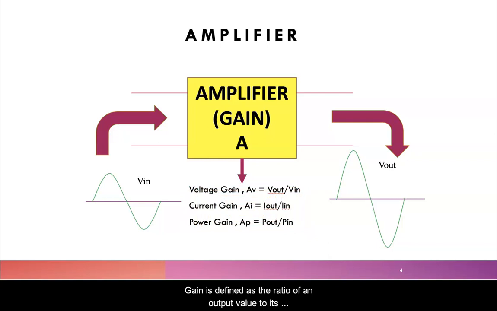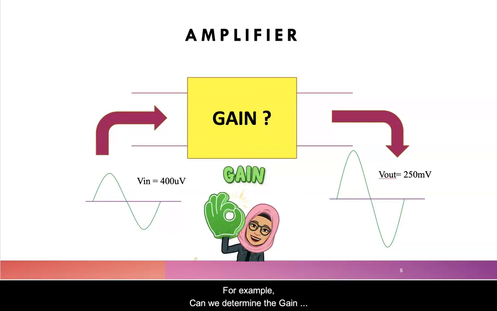Gain is defined as the ratio of an output value to its corresponding input value. Voltage gain, for example, can be defined as the ratio of output voltage to input voltage, or Vout over Vin. Hence, A_V is equal to Vout over Vin. For example, we can determine the gain for the figure shown. Vin is 400 microvolts and Vout is 250 millivolts. From the A_V formula, we get the gain is equal to 625. Note that the gain has no unit.